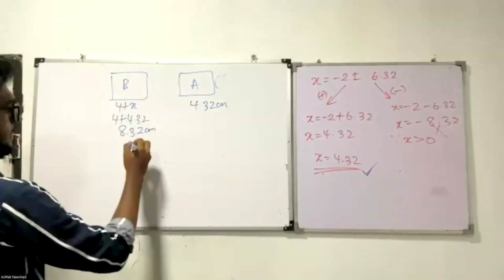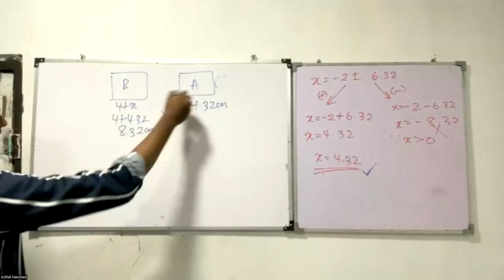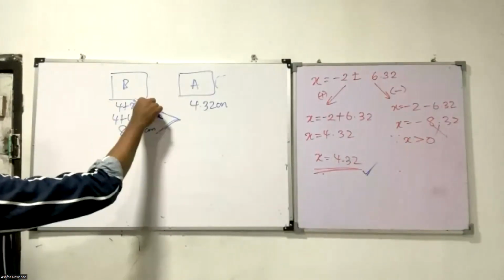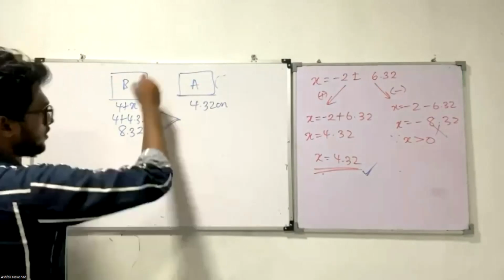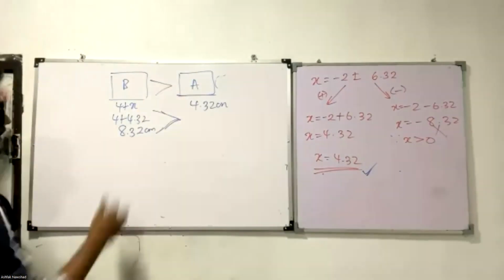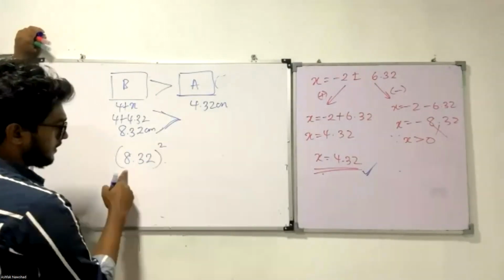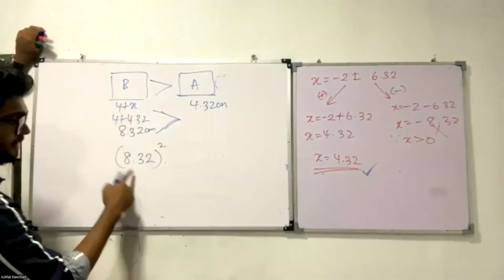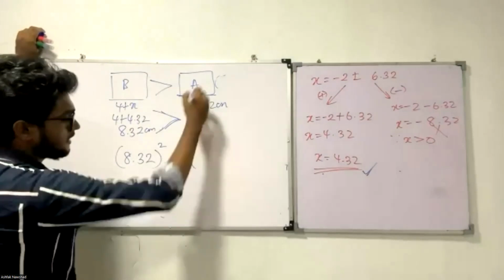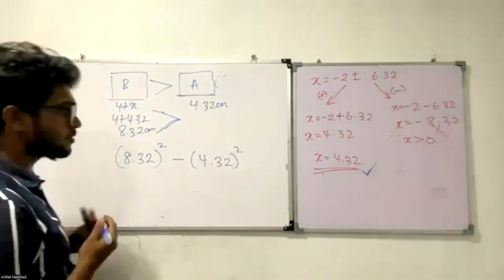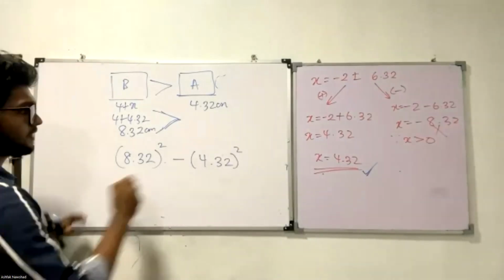Clearly, B is greater than A. B is 8.32 of side length, A is 4.32. So this is definitely greater than this. So when finding the difference, this is the area of B, square, minus the area of A. Right. Difference of two squares.